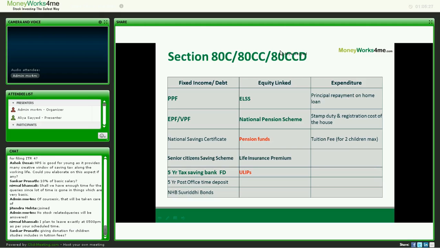For tuition fees again, there is a maximum of 800 per child. So you can claim for 2 children, a maximum of 1,500 per month of fees available towards tuition fee. You can deduct it.